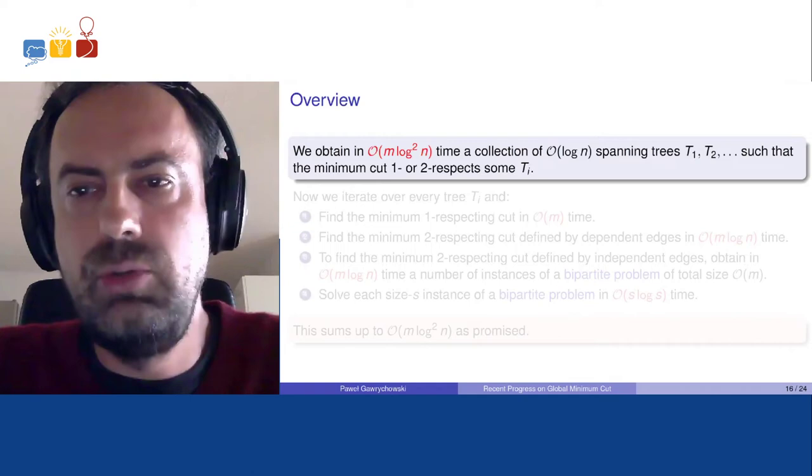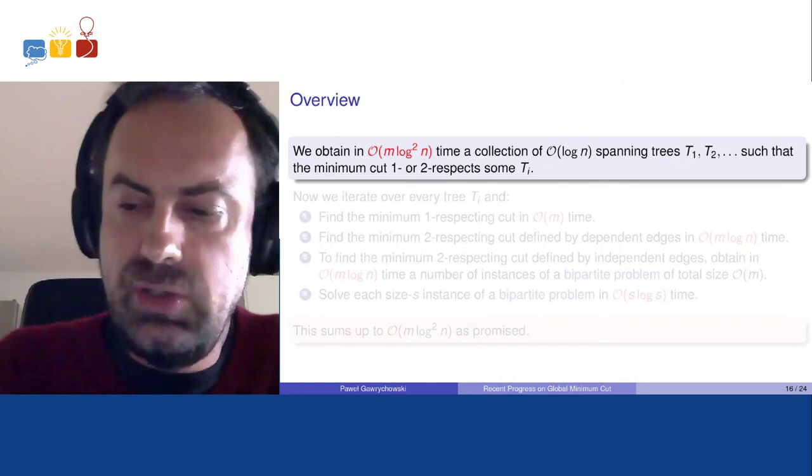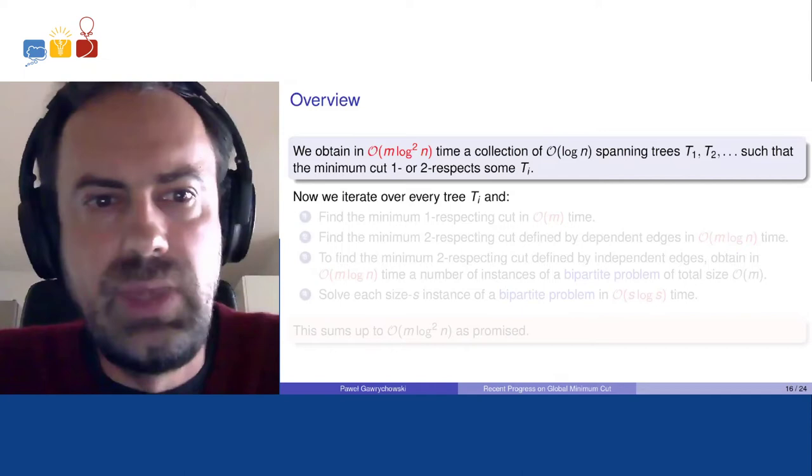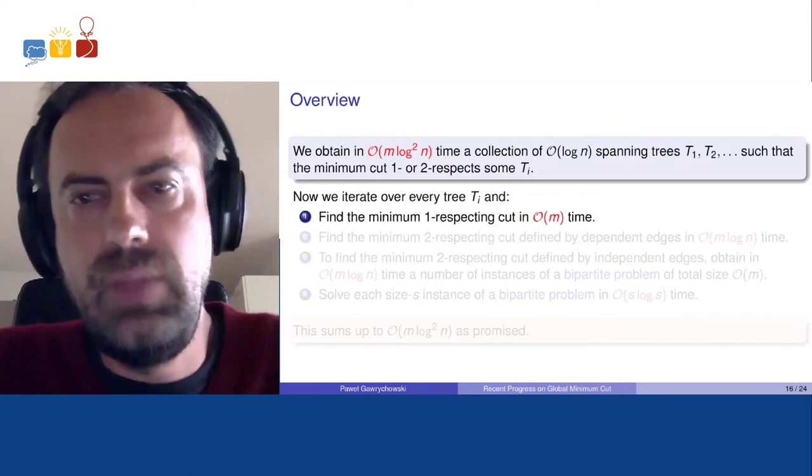Okay, so now what do we do? We consider all those trees one by one. We know that one of them is a good hint, but we don't know which one. The first step is that we want to find the minimum one respecting cut. And Karger showed how to do this in O of m time, so there is nothing to do.